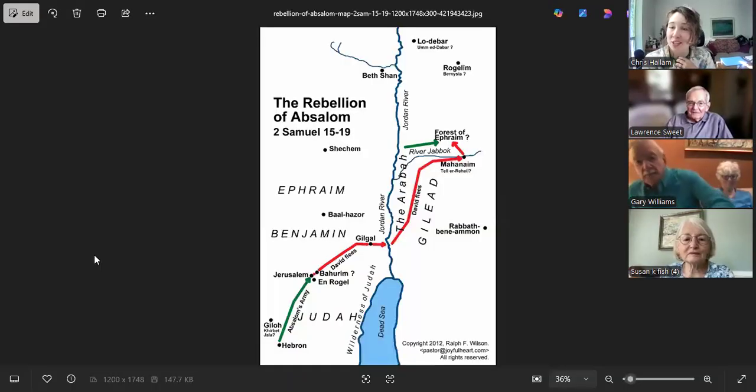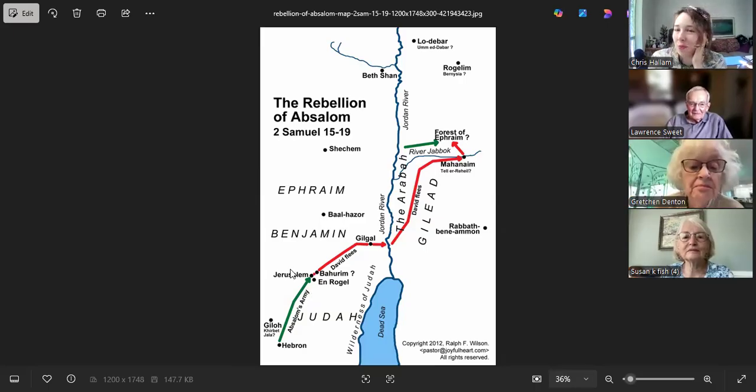So here is the singular map, and we can track the movement of the story from here. Jerusalem is where David has set up his capital. If you remember a few weeks back, Absalom was banished for a while. He was brought back in, and then he makes a trip to Hebron, which is south of Jerusalem, where Abraham is buried. This is where he amasses his army and then marches on Jerusalem.